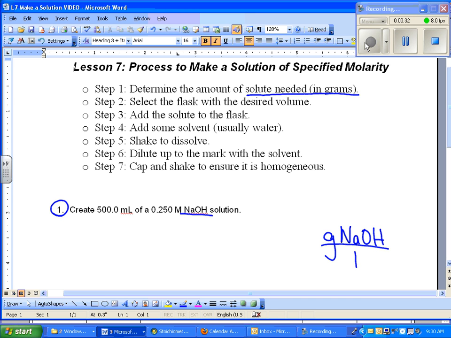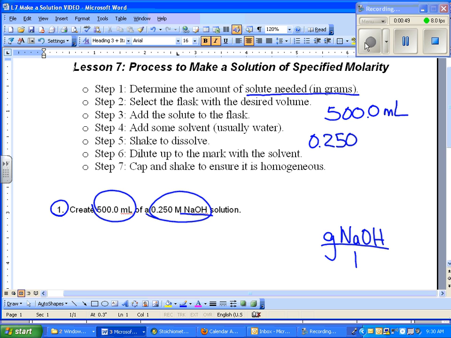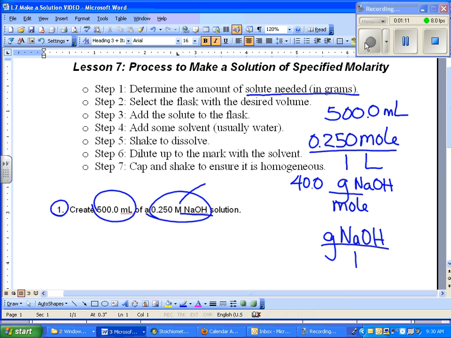Now what I want to do is go into my problem and start pulling out some of the information. So I got a volume, and I got a molarity. The big M is not a unit. That big M stands for moles per liter, and it's per 1 liter. Okay? I am likely to use in these problems a molar mass as well. So for sodium hydroxide, the molar mass is 40.00.